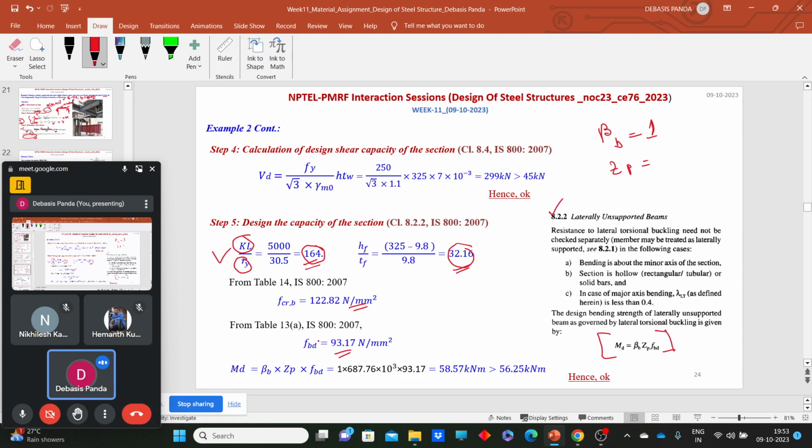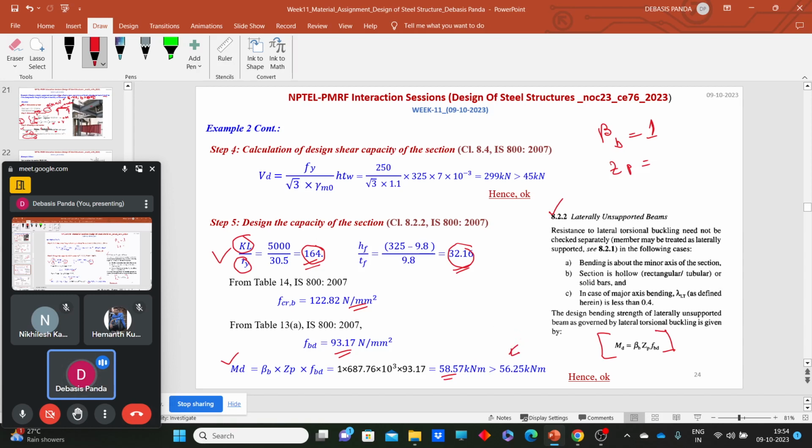So when we have the value of FBD, I can calculate the value of MD, that means the design bending strength. The design bending strength comes as 58.57 kilonewton meter. And what was the maximum bending moment? The maximum bending moment was 56.25. That means the section is okay.